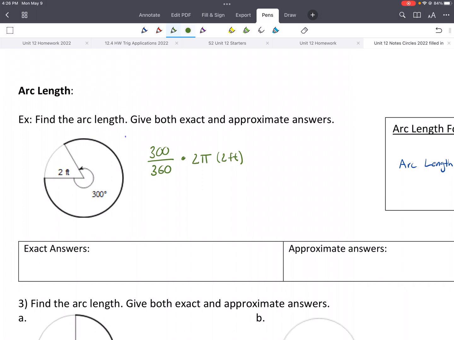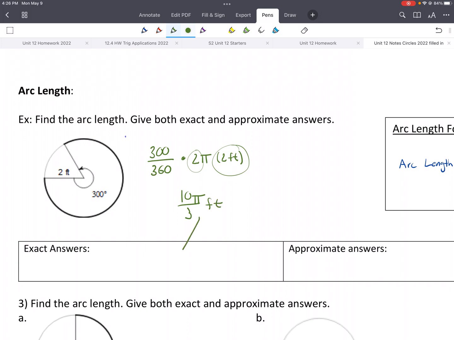So we want exact answers, kind of like we talked about before. So we could do 300, divide that by 360, and then multiply it by 2 for this 2, and then multiply it by 2 again for that 2. And I end up getting a decimal. It looks like 3.33 repeated, but then we'd want to have it as a fraction. So we'd get 10 over 3, and we still have that pi. So 10 pi over 3. And that would be our exact answer for the arc length. And this is feet.